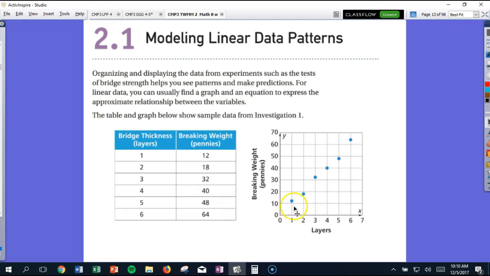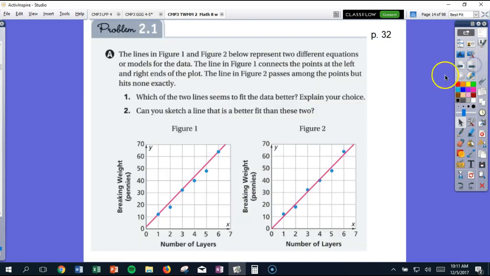Now, as you can see, this wouldn't make a completely straight line. So a lot of times with scatter plot data like this, to get a linear representation of it, we want to draw what we call a line of best fit. And that's what we're going to be working with here in Investigation 2.1.